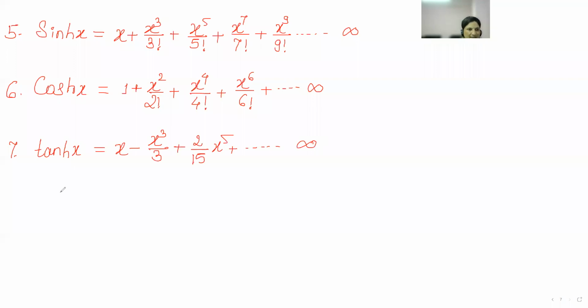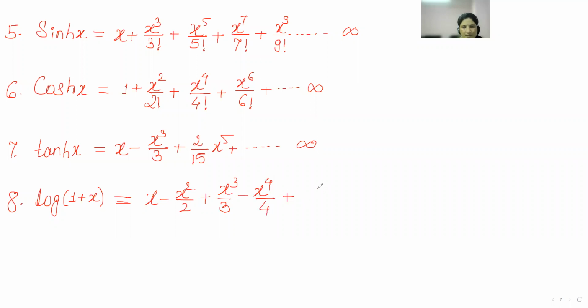Now tell me expansion of log of 1 plus x. All these expansions we should know by heart. x minus x squared by 2 plus x cubed by 3 minus x raised to 4 by 4 plus x raised to 5 by 5, and so on up to infinity.